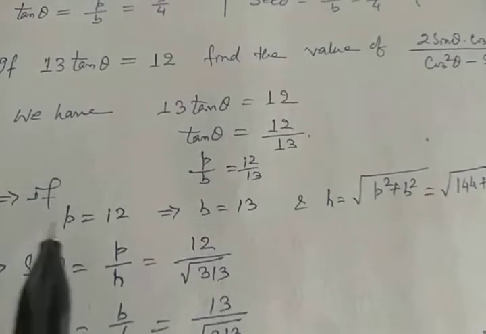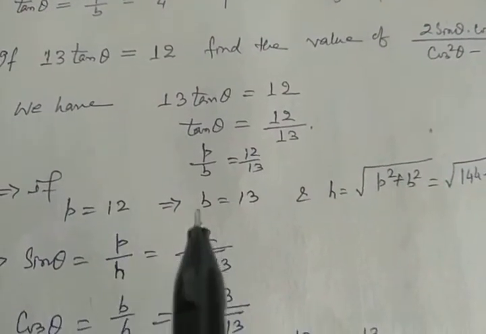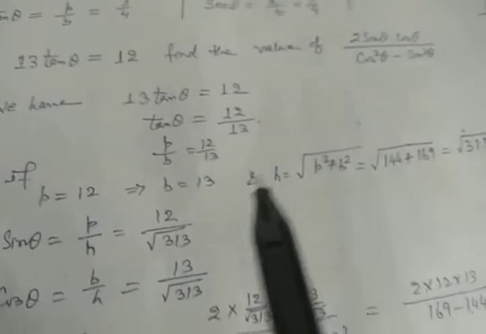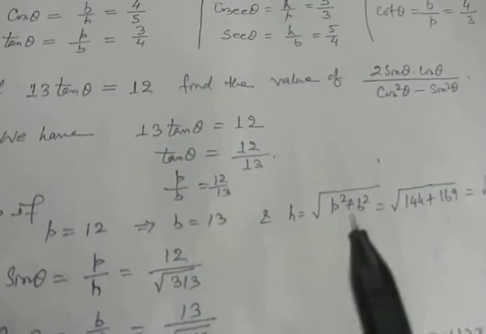So we can take if P is 12, this implies B will be 13, and we calculate the H, root under P square plus B square. So this is root under 313. Okay.